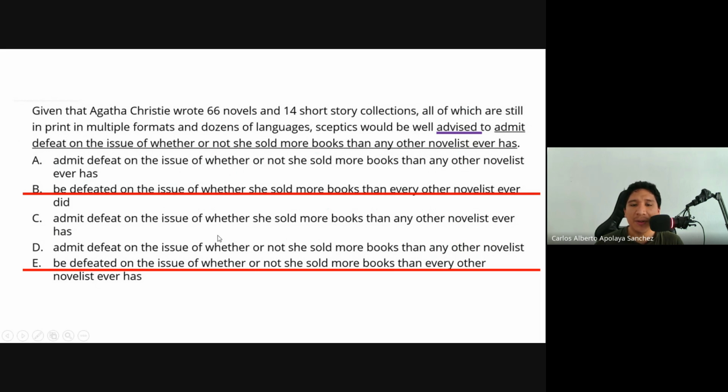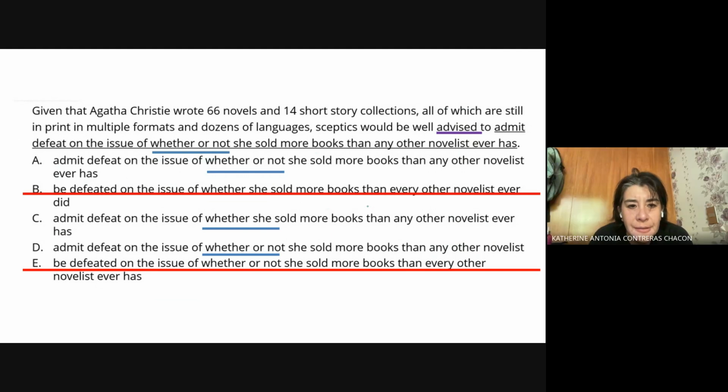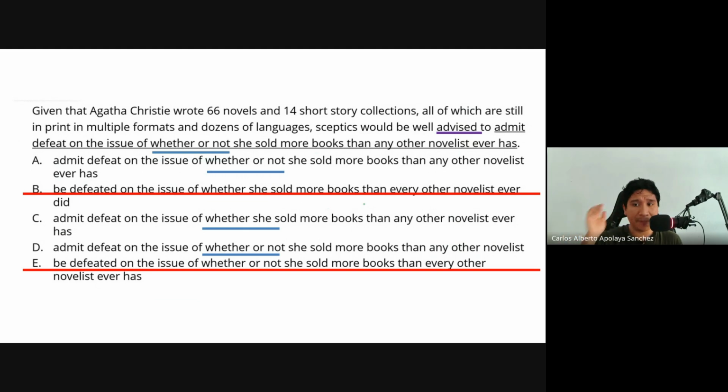On the issue of whether. But we have here whether or not. Do you know how to use whether or not? Make a sentence. "I don't know whether to go to the beach or to go to the park." That would be great. But analyze this structure: "I will go to the park whether or not it rains." What do you think?